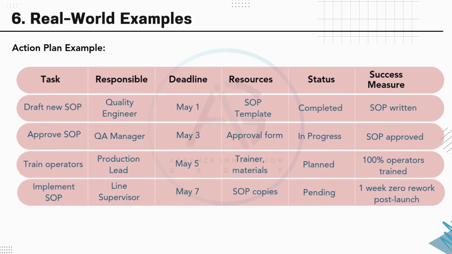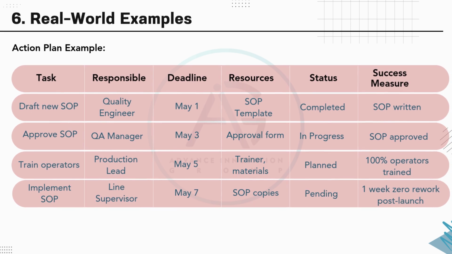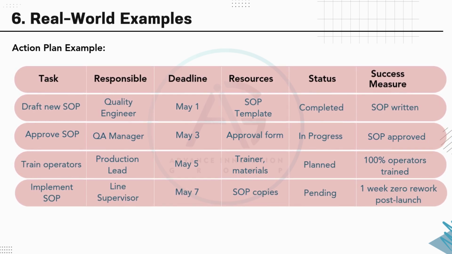This slide gives a real-world example of an action plan. It outlines tasks like drafting and approving an SOP, training operators, and implementing the SOP. Each task lists who is responsible, the deadline, resources needed, current status, and how success will be measured. This format helps ensure accountability and smooth execution in real work scenarios.